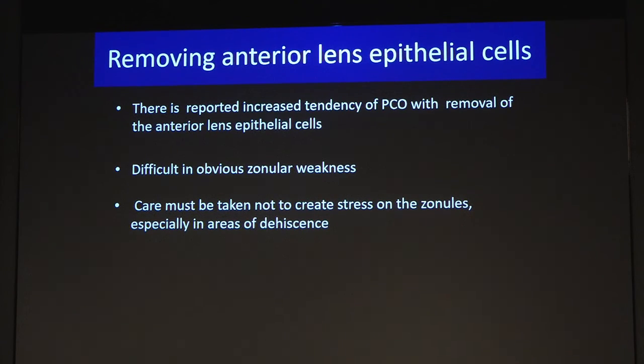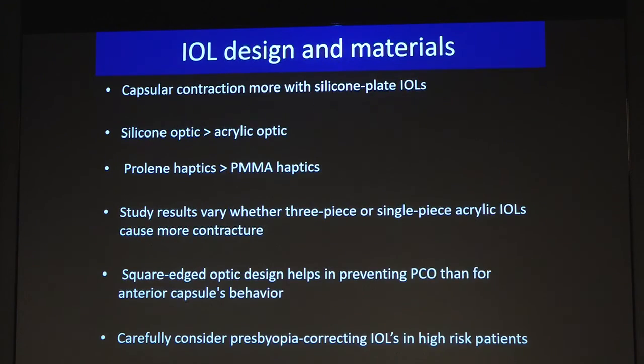Removing anterior lens epithelial cells, definitely yes. There are many modified maneuvers you can do. You can polish the anterior capsular remnants of the anterior capsule, or you can rotate the nucleus multiple times when you do hydrodissection. But there are some papers which show that if you get rid of anterior epithelial cells, even though it reduces capsular contraction, sometimes it may induce early PCO also. So on the contrary, we should compromise on one of them.